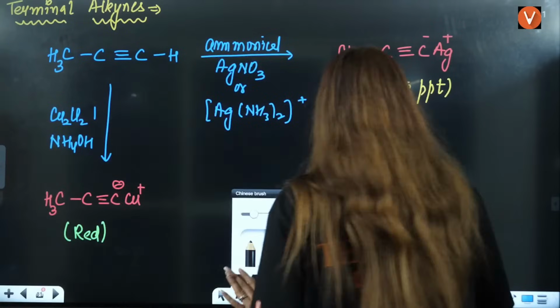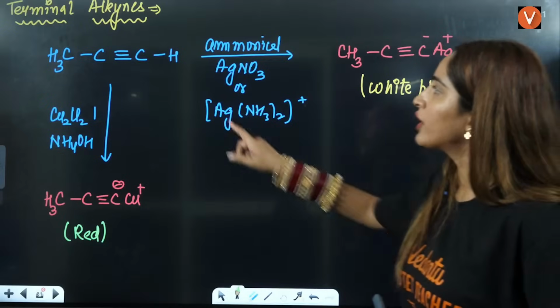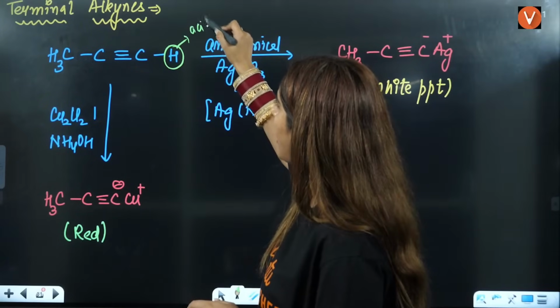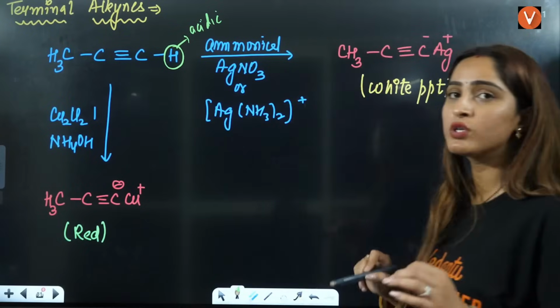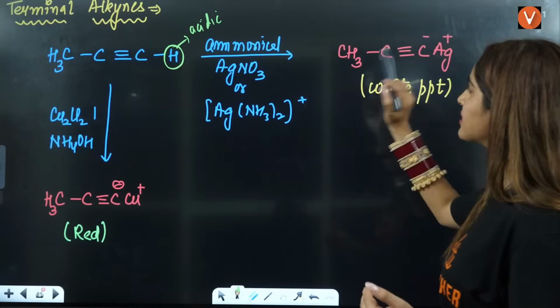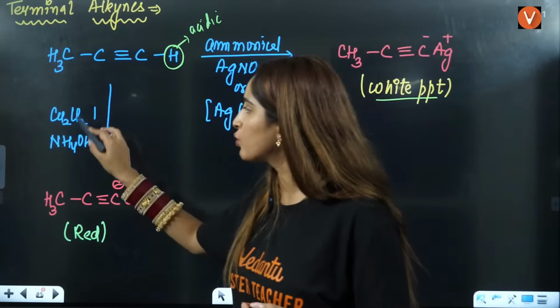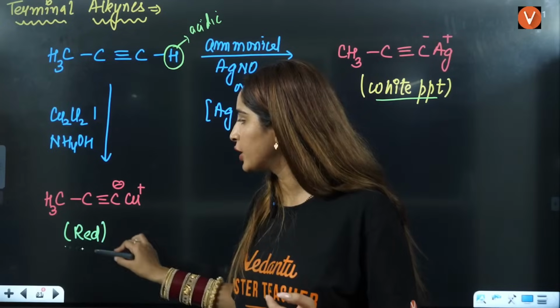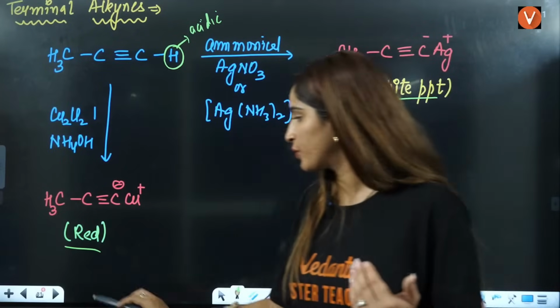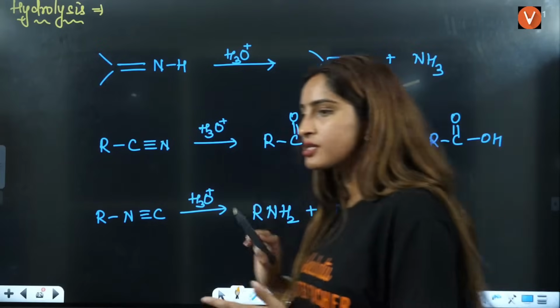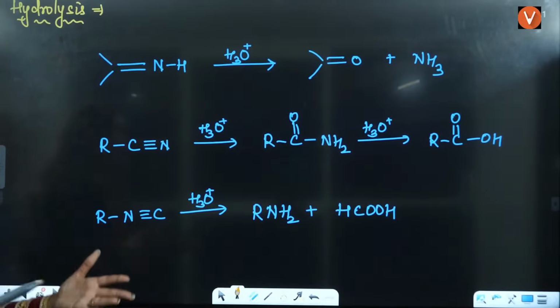Then talking about terminal alkynes. This hydrogen is very acidic in nature. So when you use ammoniacal solution here, this is directly converted to white precipitates. And when you use Cu2Cl2, NH4OH, this is converted to red precipitates. Next is hydrolysis. Hydrolysis is also asked in between some reactions.